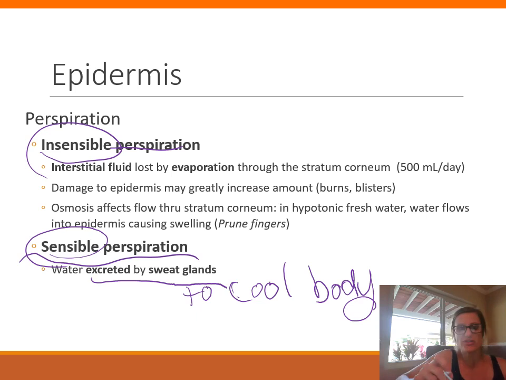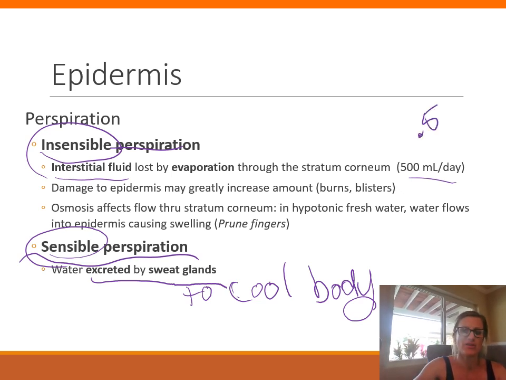Okay, so interstitial fluid is just the fluid that surrounds our cells. So really the fluid that surrounds our cells, like down in the dermis and in the lower areas of the skin. Now, some of this water actually evaporates out through the epidermis and through the stratum corneum. And it's much more than you would think of. About 500 milliliters a day, which is 0.5 liters, right?